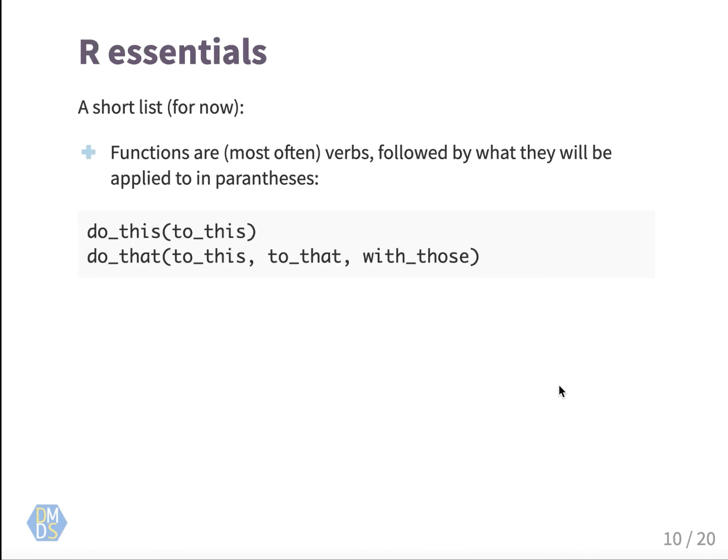All right, so R essentials. Here's just a short list of kind of the big picture that you need to know about R. Functions are most often verbs, and they're followed by what they will be applied to in parentheses. So basically, do this to this. This is going to be a function, and this is the thing that you're doing the function to. Or you could have multiple things. So you could be doing this to that with those.